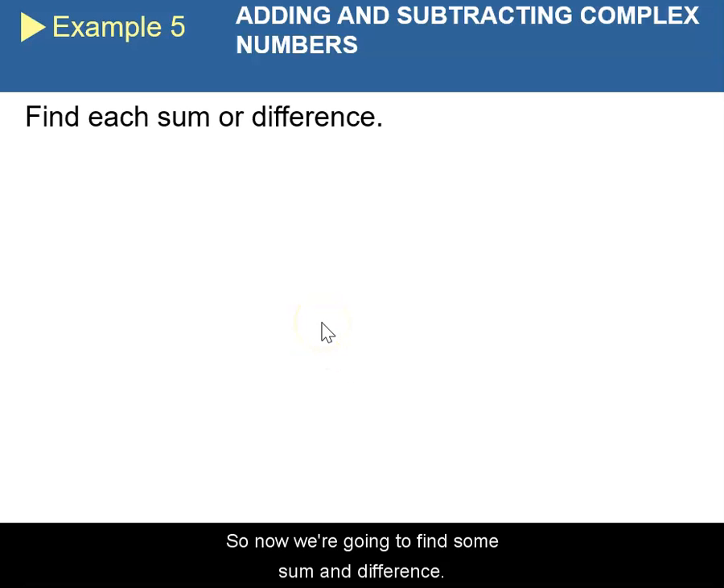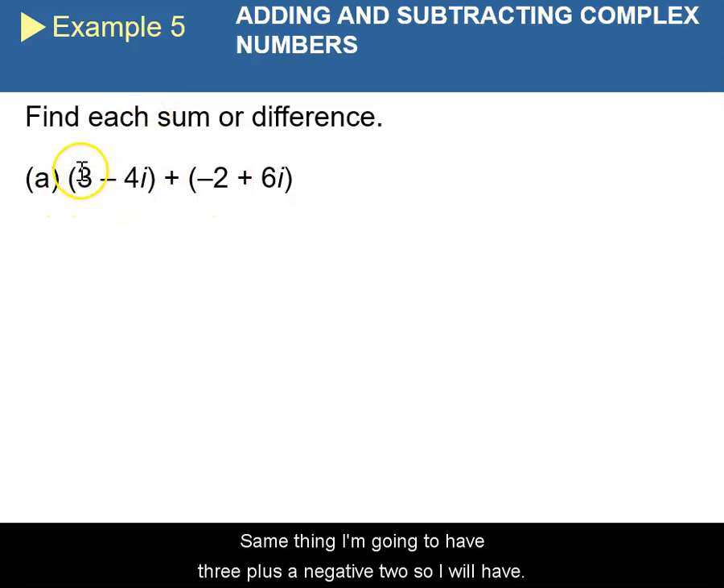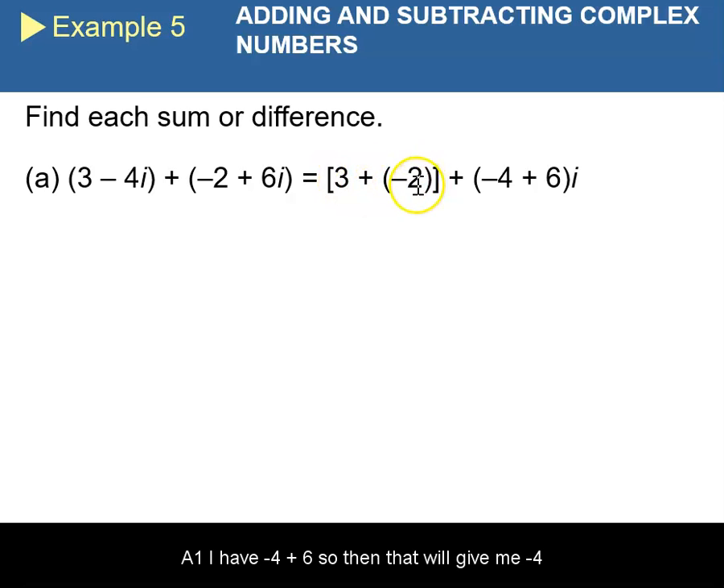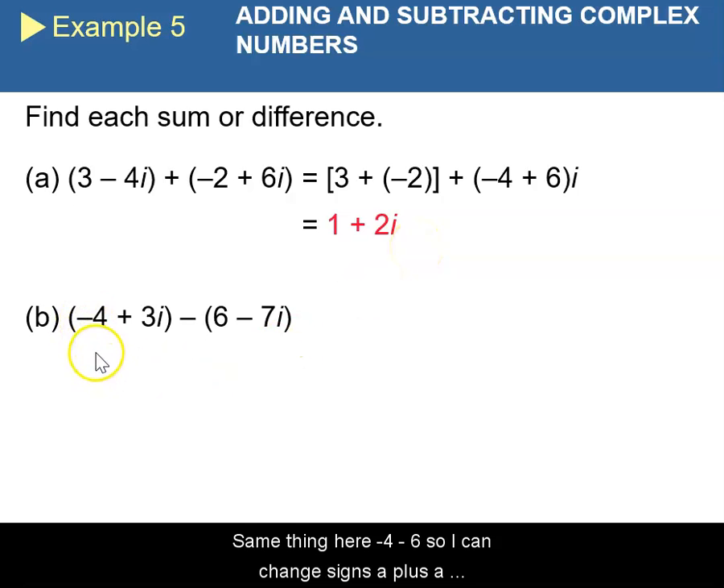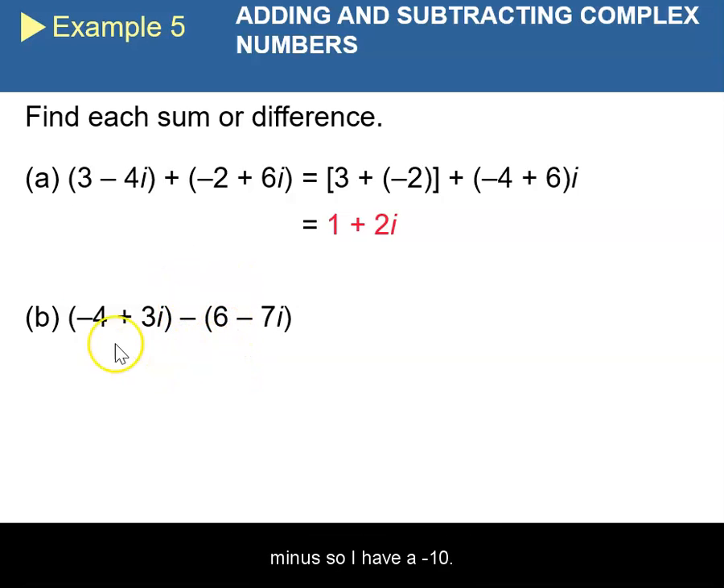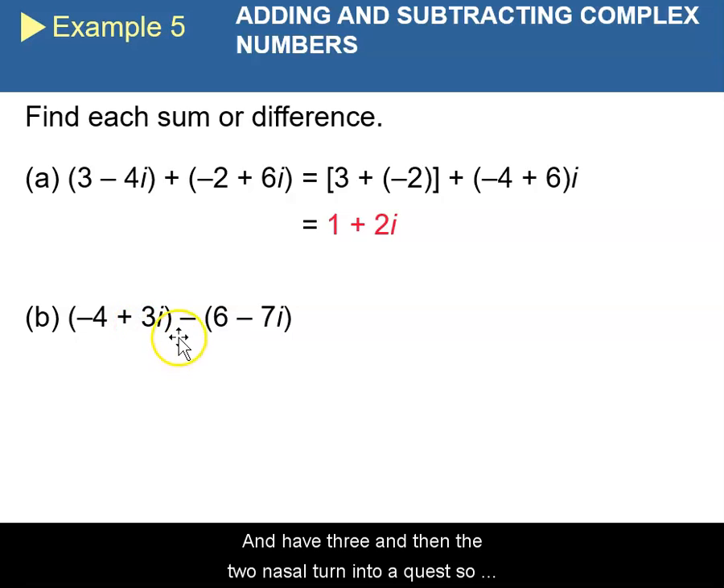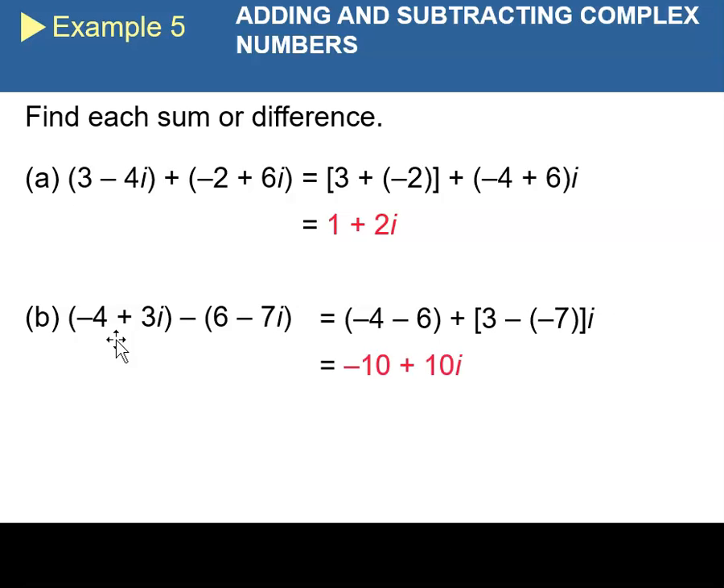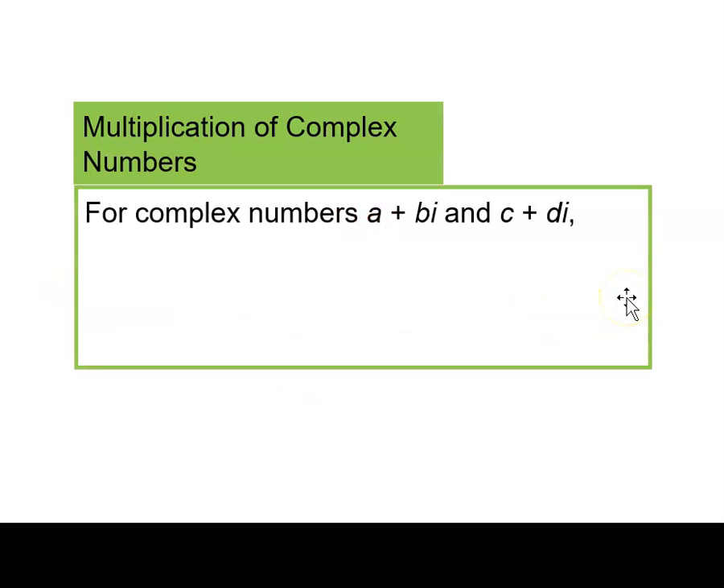Okay. So now we're going to find some sums and differences. Same thing. I'm going to have 3 plus a negative 2, so I will have a 1. I'll have negative 4 plus 6, so then that will give me 2. So I have 1 plus 2i. Same thing here. Negative 4 minus 6. So I can change signs, say plus or minus. So I'll have a negative 10 and have 3. And then the 2 negatives will turn into a plus. So I should have negative 10 plus 10i. Apologies.